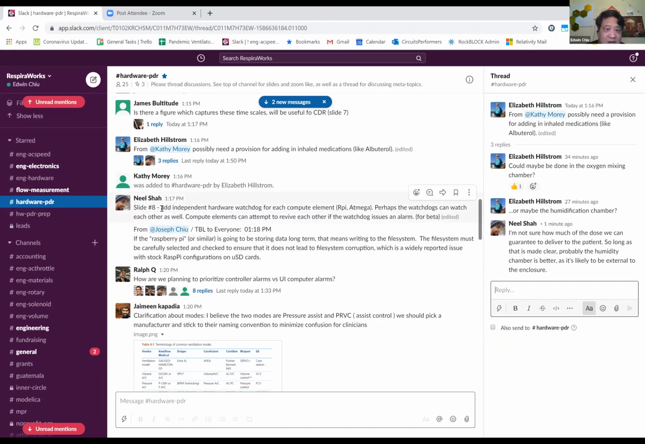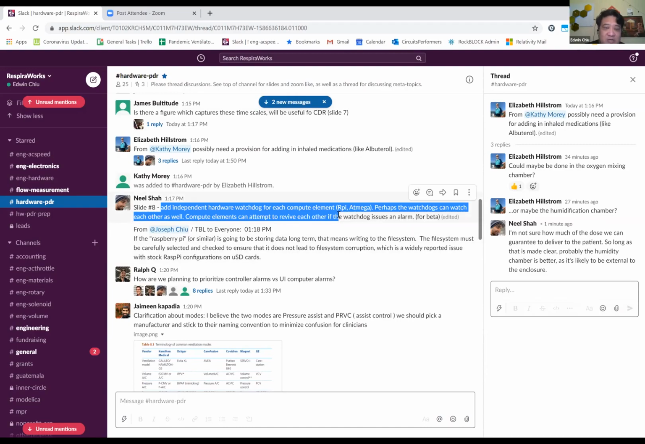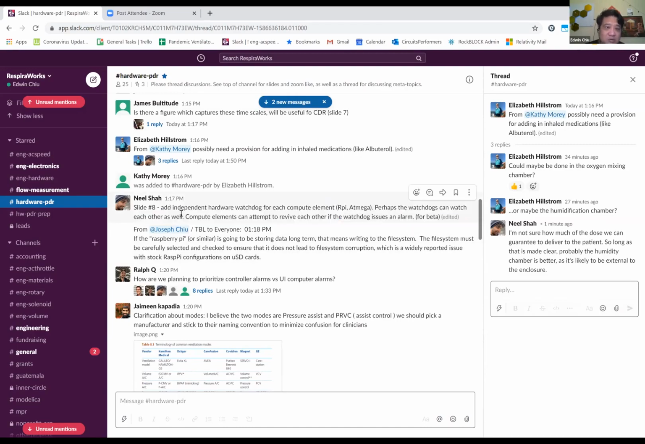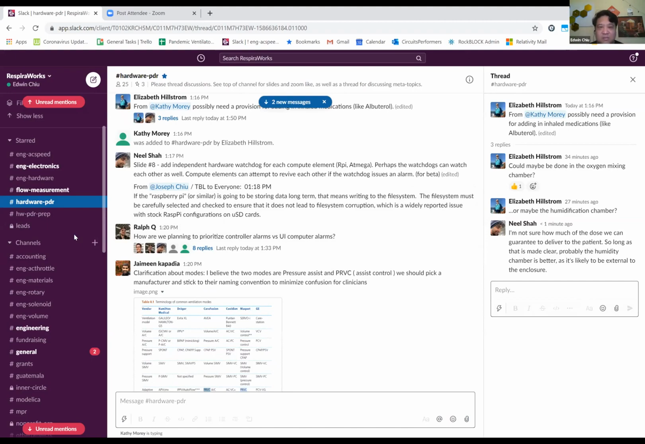Neil says on slide 8, add independent hardware watchdog for each compute element. Perhaps the watchdogs can watch each other as well. So it's definitely possible to get a single chip that is a completely self-contained watchdog machine, which will raise an alarm if it doesn't receive a reset signal. So it's basically a countdown timer. And if you don't reset that timer every X number of milliseconds, it will raise an alarm. So it's easy enough to just put one of these chips on each of the compute units instead of having the compute units watch each other.